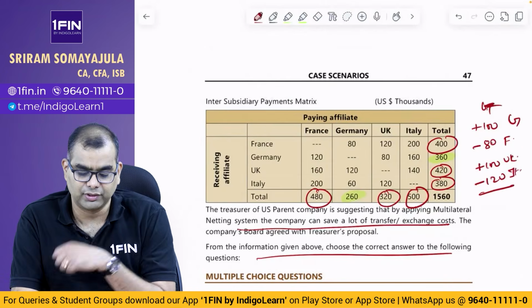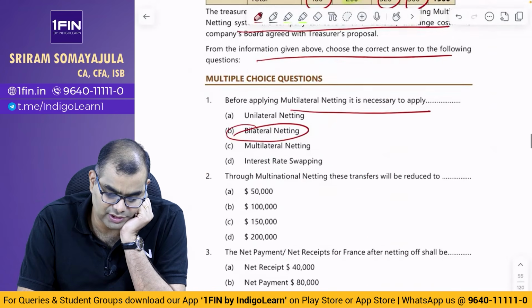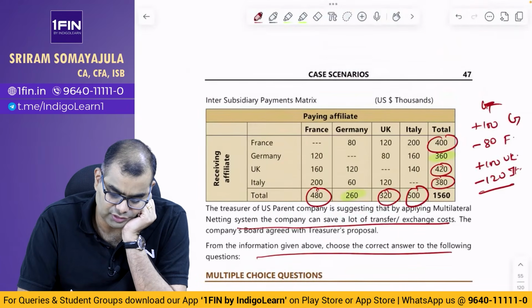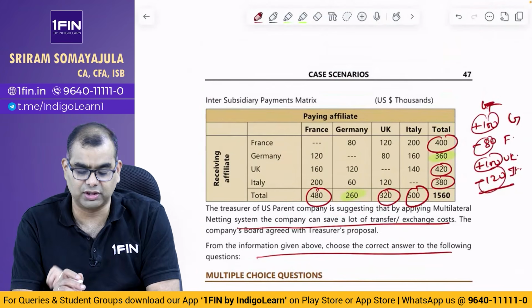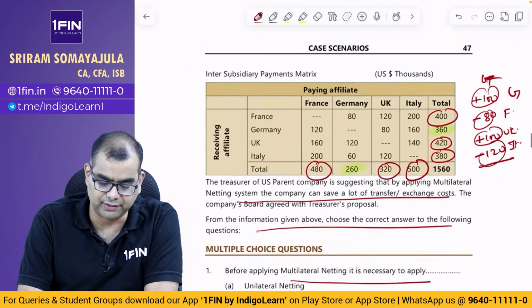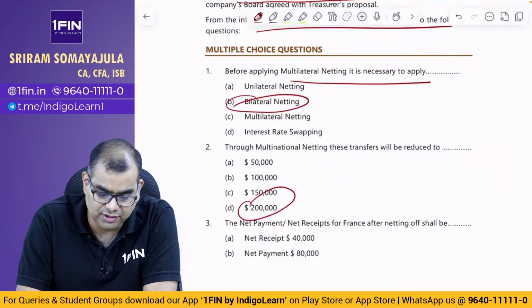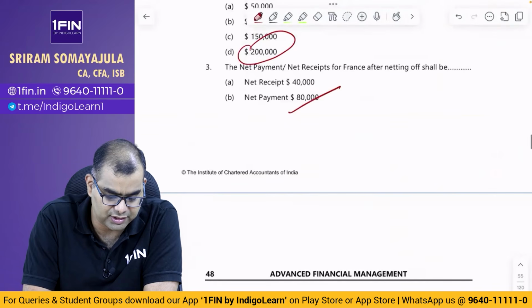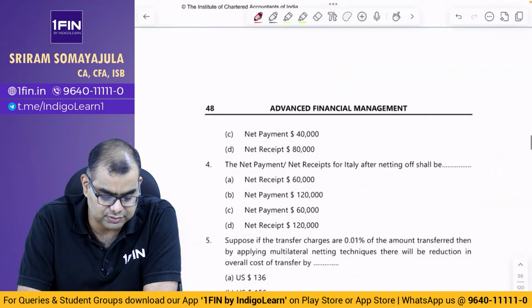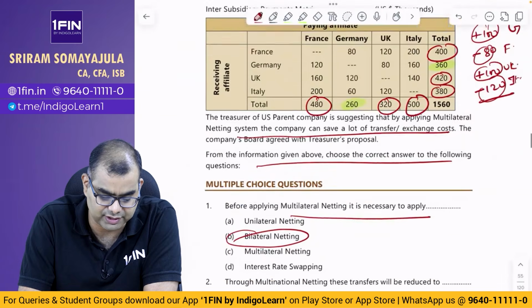Now what is the total transfers? Through multilateral, transfers will be reduced to how much? So there is one fellow who is going to receive 100. There are two fellows who are going to pay 80 and 120. So the total payments that will happen will be 200. Answer is 200. The net payment receipts for France shall be how much? For France, I wrote minus 80. Net payment 80. Okay, answer is B. Then net payment for Italy after netting off. For Italy, it is minus 120.